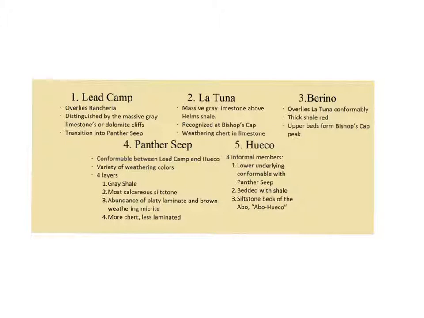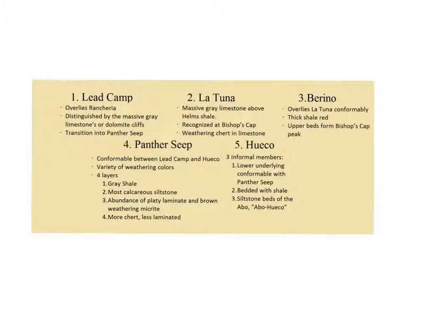Next is the Panther Seep Formation, which is conformable between the Lead Camp and the Hueco. There's a variety of weathering colors with this one. There are also 4 layers: 1 of gray shale, 2 which is mostly calcareous siltstone, 3 which has an abundance of platy laminated and brown weathering micrite, and 4 which has more chert but is less laminated.